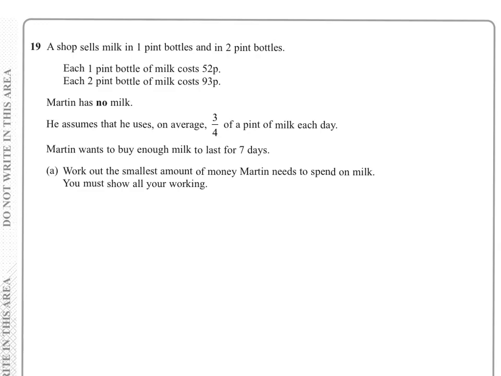So it's about milk, and it says first of all that Martin has none to start with, and we've got to assume that he uses on average 3/4 of a pint of milk each day. So he wants to buy enough to last for 7 days. So the first thing you've got to look at is what would 3/4 of a pint per day for 7 days be? Well, we can do this sum here, 3/4 of 7, or 3/4 times 7.